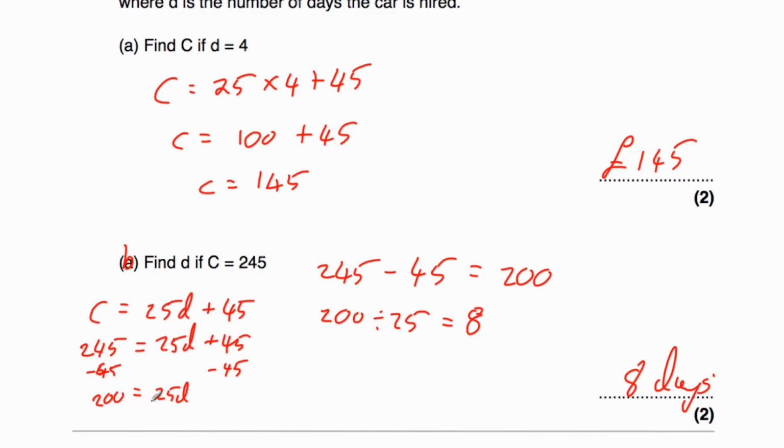We want to get what D is, so we're going to divide by 25 and divide by 25, and 200 divided by 25 is 8, and 25D divided by 25 is D. So we get that D is equal to 8, and that's it. So we could use either our equation or working backwards.